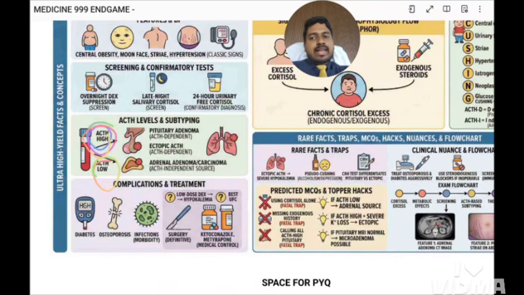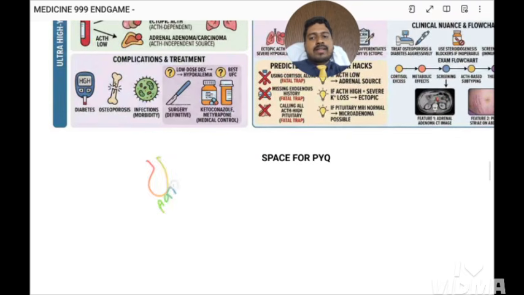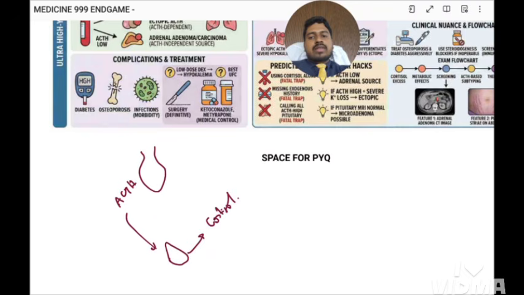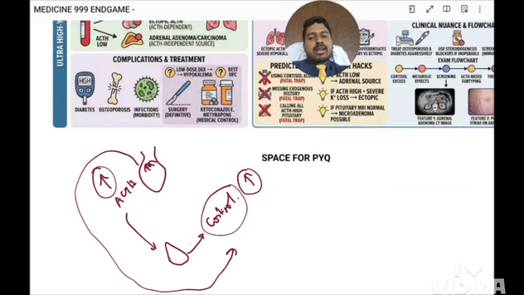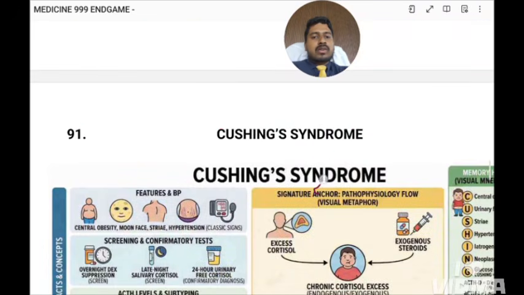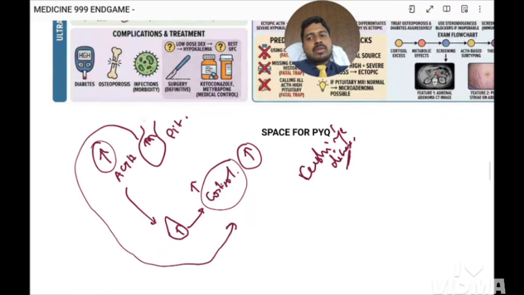Okay, if ACTH is high, what will happen? See, this is the pituitary gland. It will produce ACTH. ACTH acts on the adrenal glands, and it will produce cortisol. Cortisol we know is high in Cushing's. So if ACTH is also high, that means this increased ACTH from the pituitary is causing the adrenal to produce more cortisol. So the cause is not here, the cause is somewhere in the CNS, in the pituitary. So a pituitary adenoma causing Cushing's syndrome is known as Cushing's disease. Cushing syndrome is excess cortisol. But when excess cortisol happens because of increased pituitary secretion of ACTH, that is known as Cushing's disease.